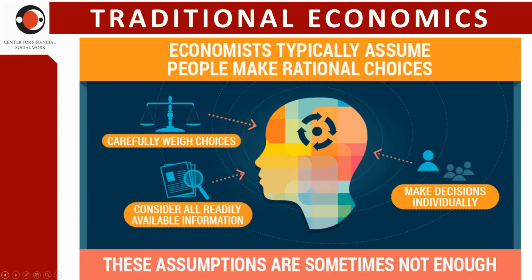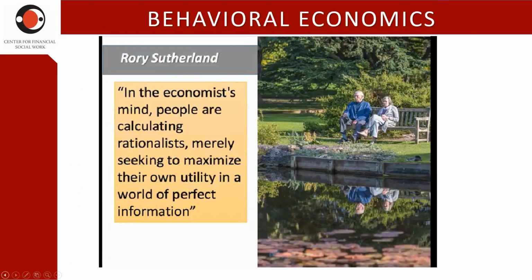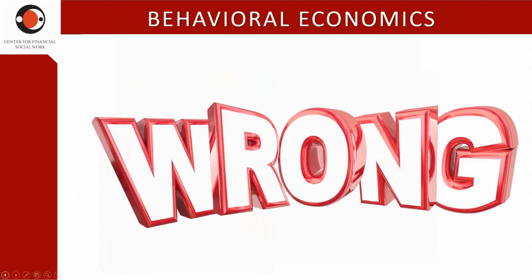Economists typically assume people make rational choices. We weigh them, we look at the pros and cons, we consider all of the readily available information, and we make those decisions individually. Well, if you think to the last financial choice you made, you're going to know pretty quickly that's not usually the process. Most of us are not calculating rationalists, merely seeking to maximize our own utility in a world of perfect information. I really love that quote. And anybody that thinks that would definitely be wrong.